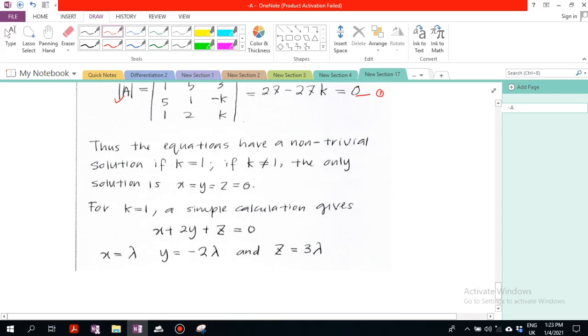So thus the equation has a non-trivial solution when k equals 1. If k is not 1, the only solution is x, y and z equal to 0. So for k equal 1, a simple calculation given that x plus y is equal to 0, you can take x equal to lambda, y equal to -2 lambda and z equal to 3 lambda. Okay.